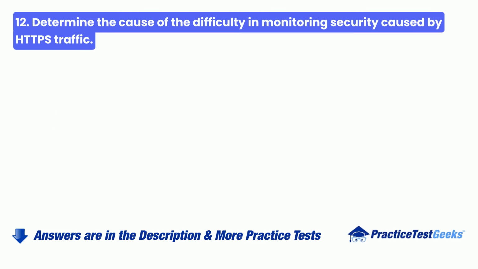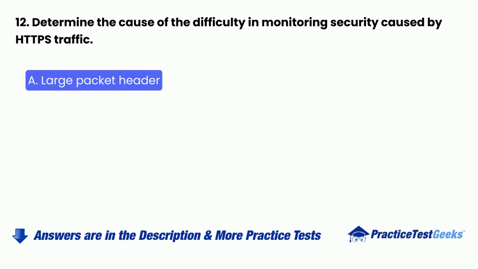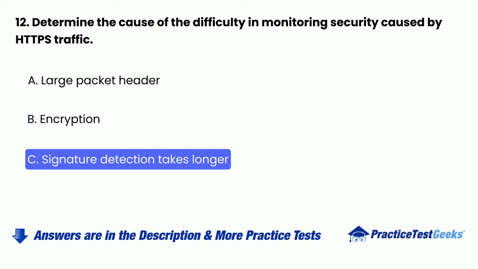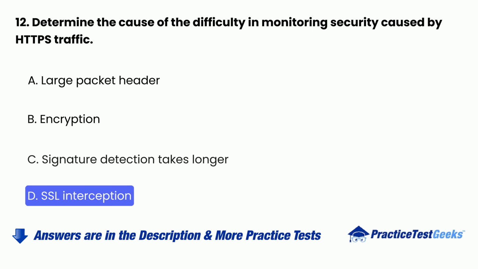12. Determine the cause of the difficulty in monitoring security caused by HTTPS traffic. A, large packet header. B, encryption. C, signature detection takes longer. D, SSL interception.